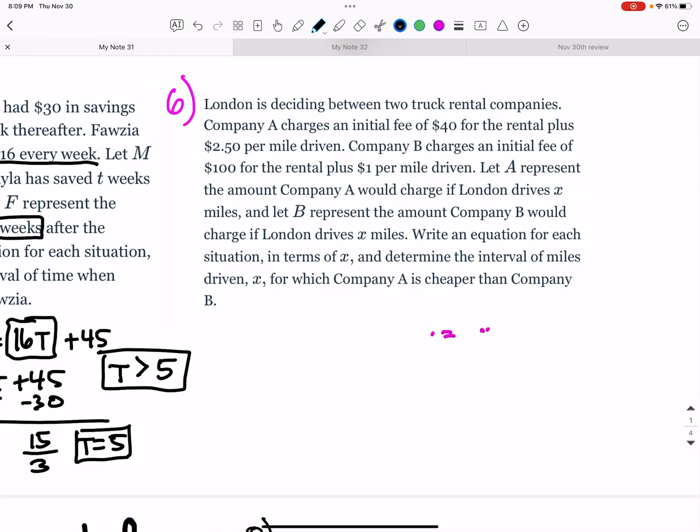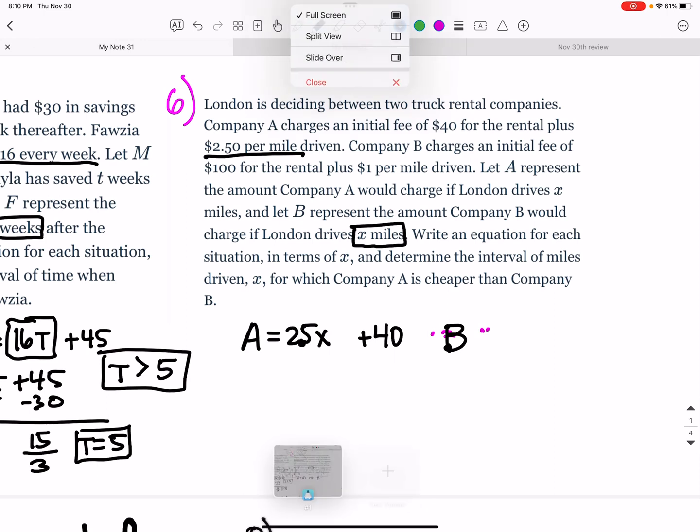London is deciding between company A and company B. Miles we're going to call X. Company A charges $40 plus $2.50 per mile. So $2.50 for every mile.